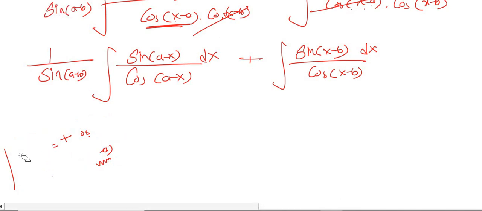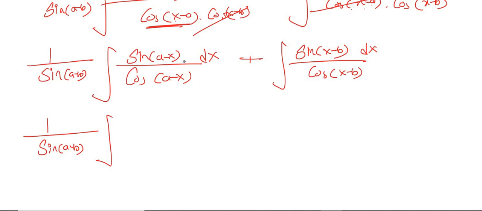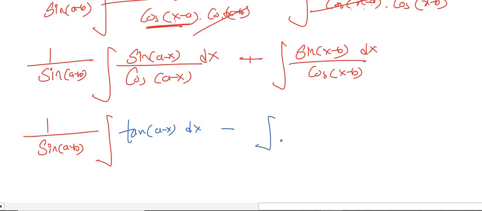Now, what is sin by cos? We all know what is sin by cos. 1 by sin a minus b, integration of tan a minus x dx plus integration of, this is also tan x minus b dx. Now it is pretty straightforward to integrate.